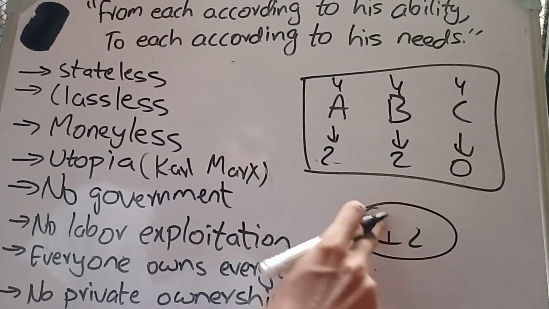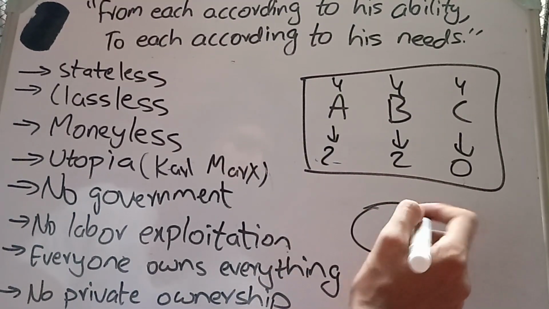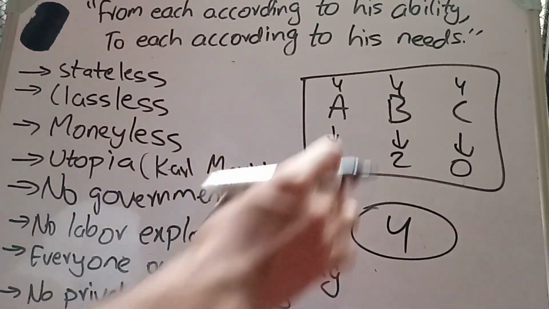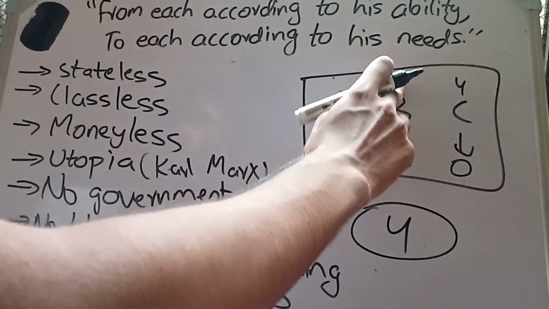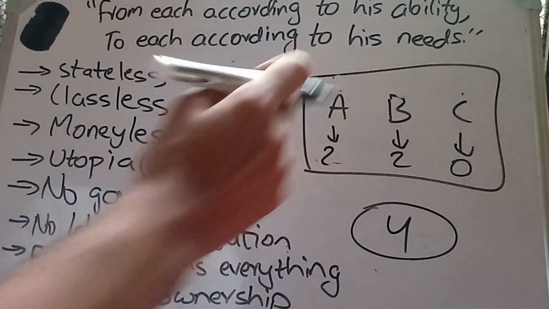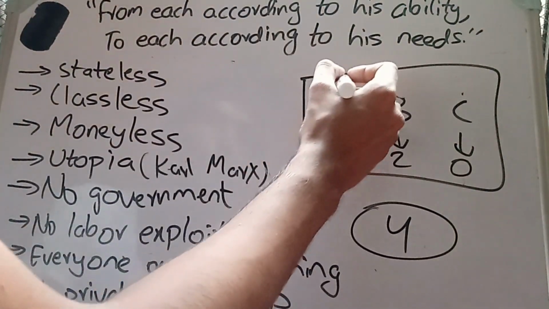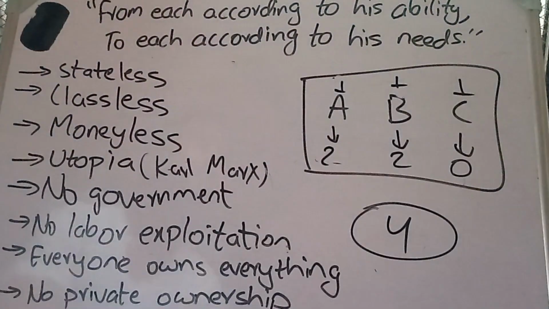Now the total apples becomes 4 apples, and the number of apples they receive will drastically reduce, meaning they will have to stop and this society will collapse. So this is one of the most fatal flaws of the communist society.